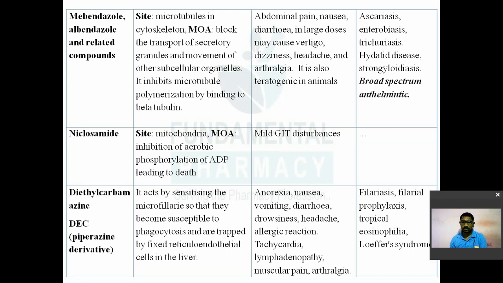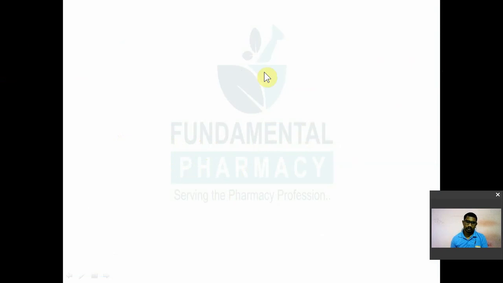It is teratogenic in animals. It is used in ascariasis, enterobiasis, trichuriasis, and hydatid disease. It is a broad spectrum anthelmintic drug. So it is broad spectrum. It is active against a variety of worms. Then the next one is niclosamide. So its site is in the mitochondria, and the mechanism includes inhibition of aerobic phosphorylation of ADP, leading to death of the organism. Rest of the things are not important.